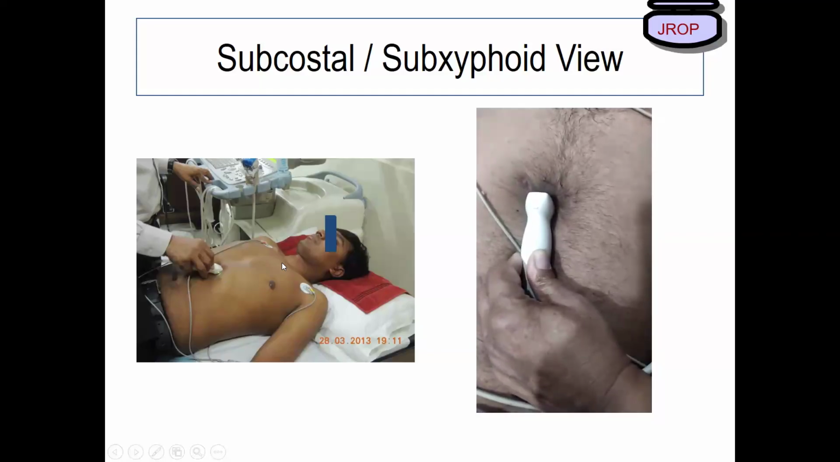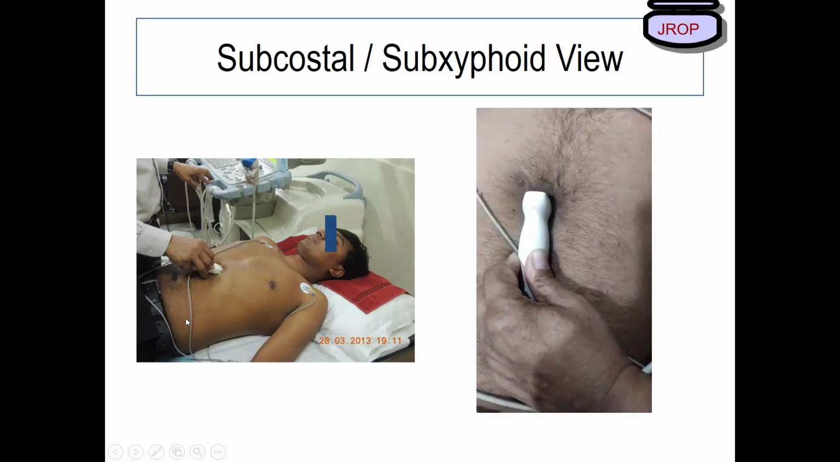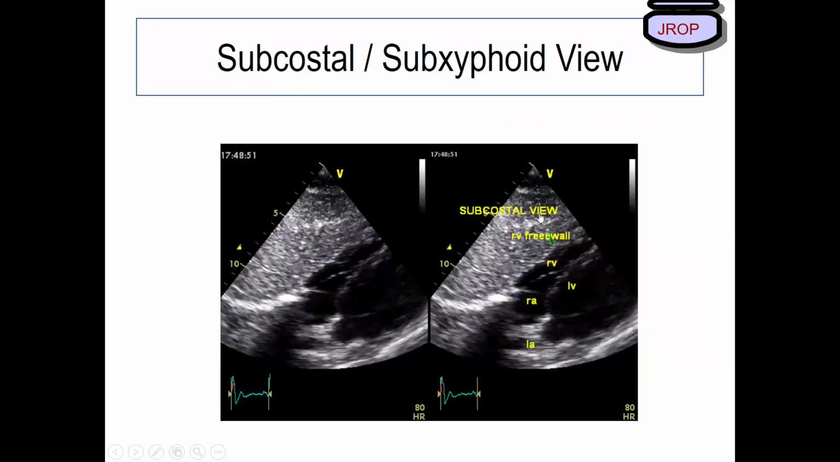The same patient who was lying in left decubitus position is now flat on his back with folded legs. And we put the transducer almost parallel to the heart, as parallel as we were in the 4-chamber view. So we do a subcostal window. And what do we look at in this? We look at RV, RA, free wall. This is RA, this is RV. This is the interatrial septum, good for ASD.